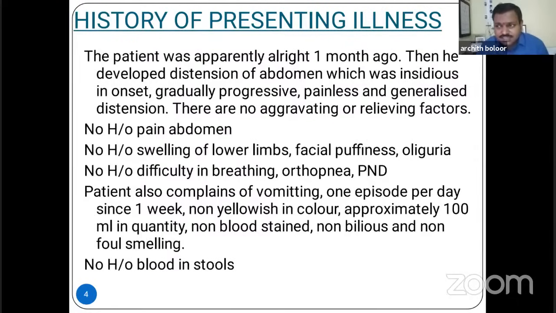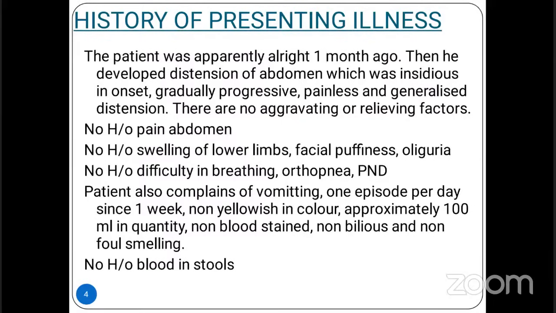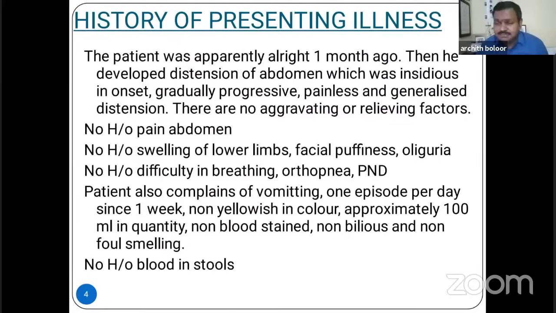Obstruction, isn't it? Obstruction to the hepatic veins or the inferior vena cava. What do you call that as? Budd-Chiari syndrome. So please remember, these are the 4 or 5 causes for ascites precox. So ascites precox has to be one of these causes.